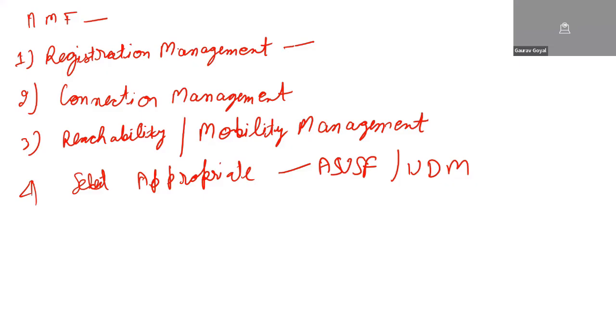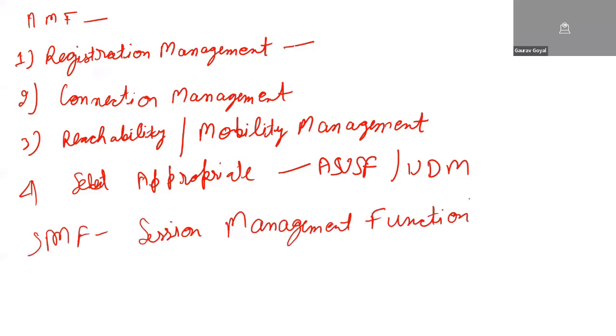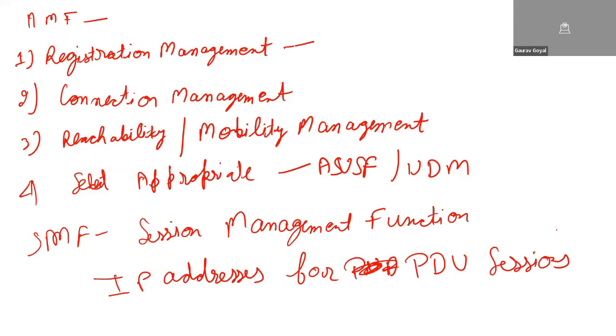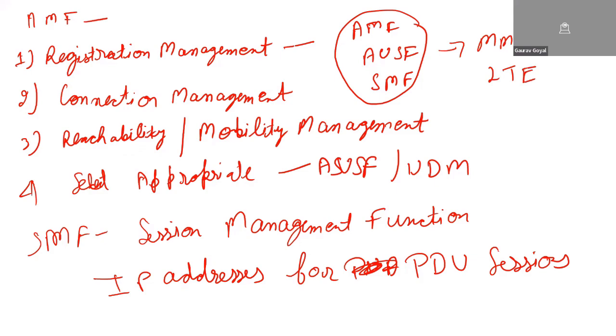And then we have this SMF, which is session management function. The main function of SMF is to allocate IP address for the PDU session. Together, AMF, AUSF, and SMF are equivalent to MME in LTE. And then we have SGW and PGW. The main function of SGW, as we discussed, is packet routing and forwarding.